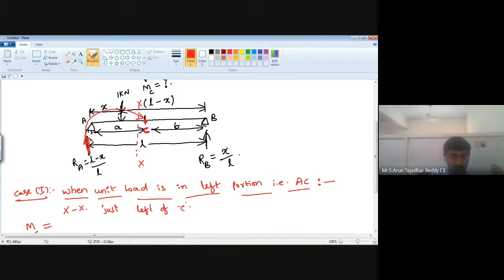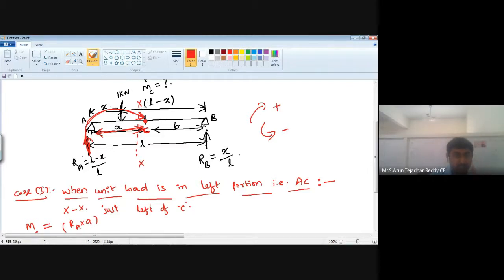So it is moving in this direction. And what is the perpendicular distance here? That is A. So RA into A. Already you know that clockwise is positive, anti-clockwise is negative. This is our sign convention. Already you know that. Next.